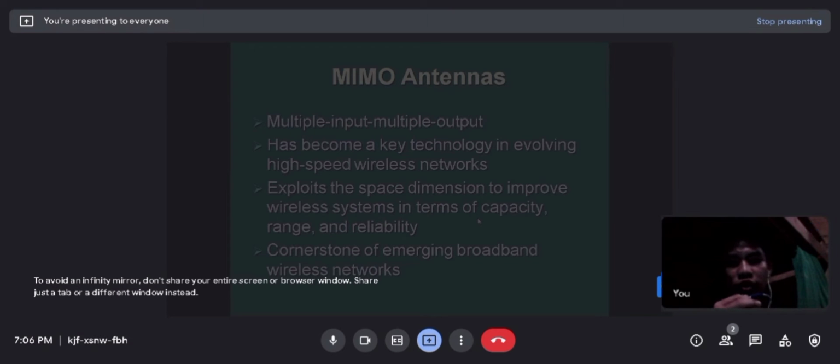MIMO refers to a practical technique for sending and receiving more than one data signal simultaneously over the same radio channel by exploiting multipath propagation. This allows wireless access points and devices to simultaneously transmit or receive multiple streams of data between each other. It also helps to ease the burden of congestion and increases the speed of the connection.